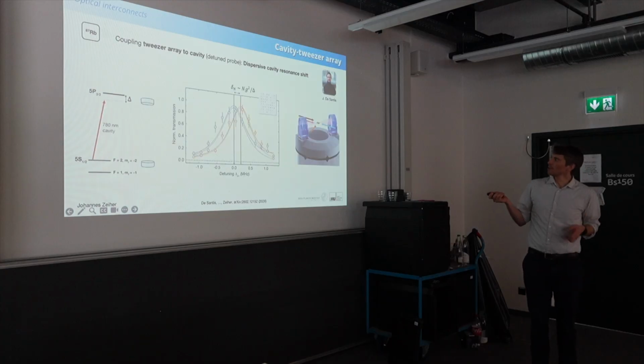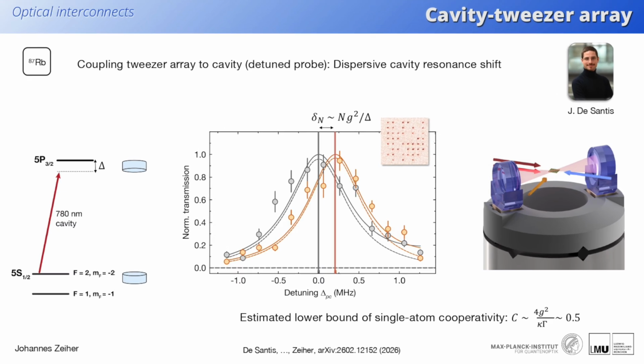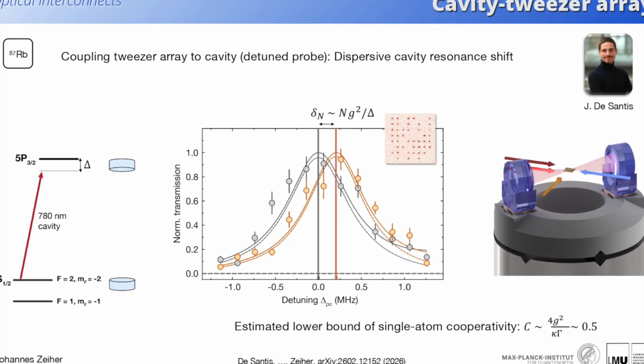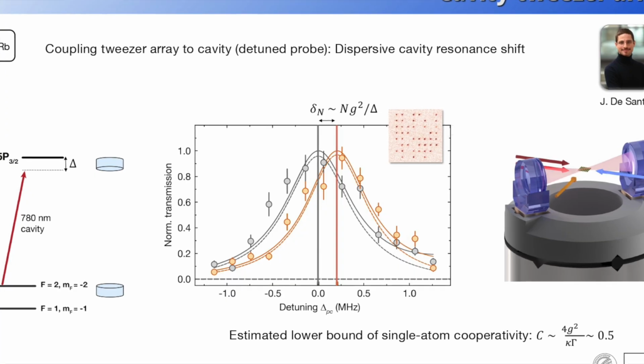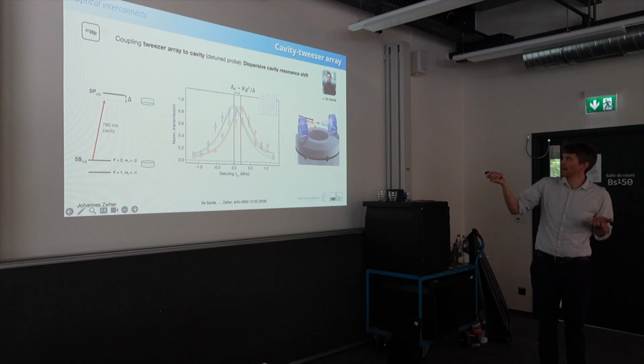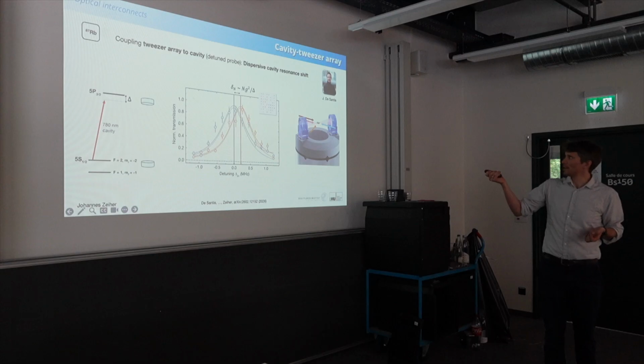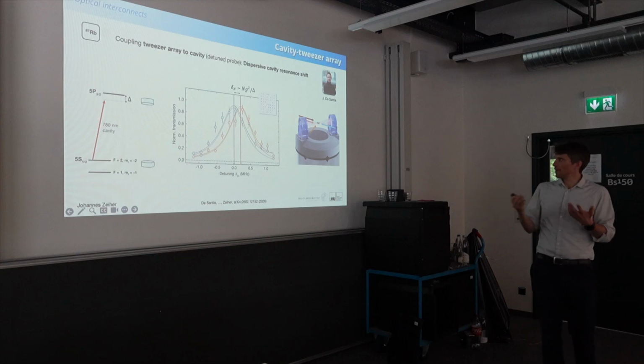We can also couple the system to the cavity, and here you see how this works. We have the array inside this near-concentric optical resonator, and we check the coupling to the cavity in the dispersive regime. We see the dispersive cavity shift due to the presence of the atoms: an empty cavity resonance that is modified by a dispersive shift proportional to the number of atoms coupled and g squared over delta. That signifies strong coupling.